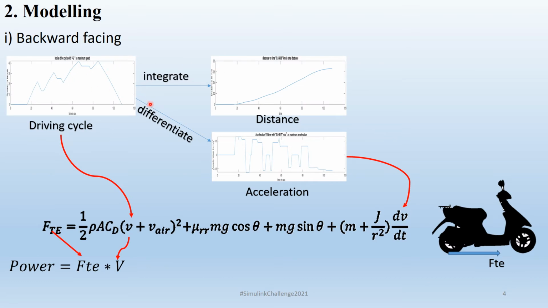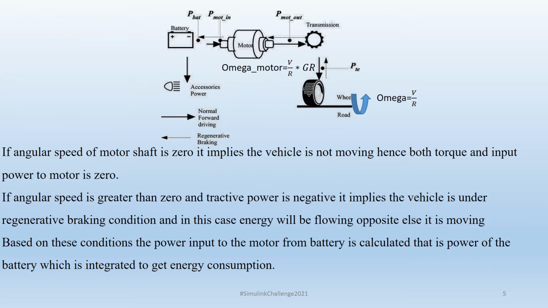In the backward facing model, we have a driving cycle, we integrate to get the distance and then differentiate to get the acceleration, and use the tractive effort formula with the velocity and acceleration. Then we multiply it with the driving cycle v, in which the v data is given, and find the power, which has a certain curve. With the help of the power of the motor, we can find the energy consumed, and the torque of the motor.